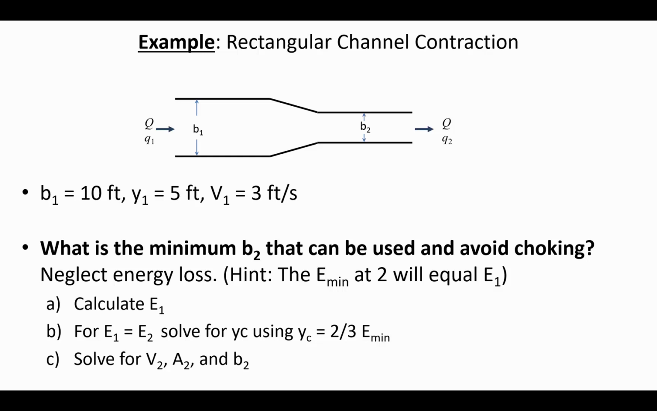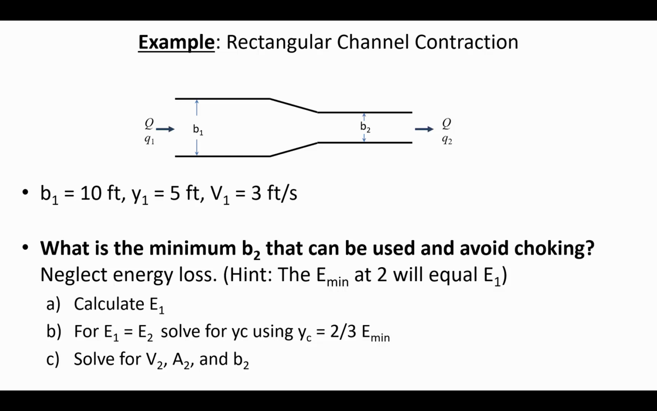And then finally, once you've done steps A and B, we've got enough information about what's going on downstream at location 2. We know the flow depth. You know the depth and you know the flow rate, so then you can calculate what velocity it has to be, and if you know the velocity, you can calculate the area, and if you know the area, you can calculate the width.